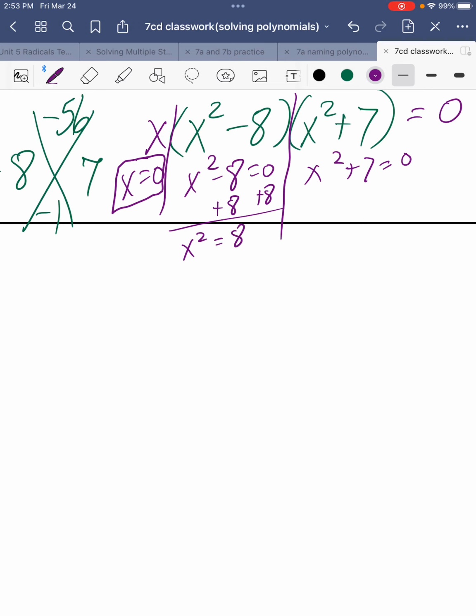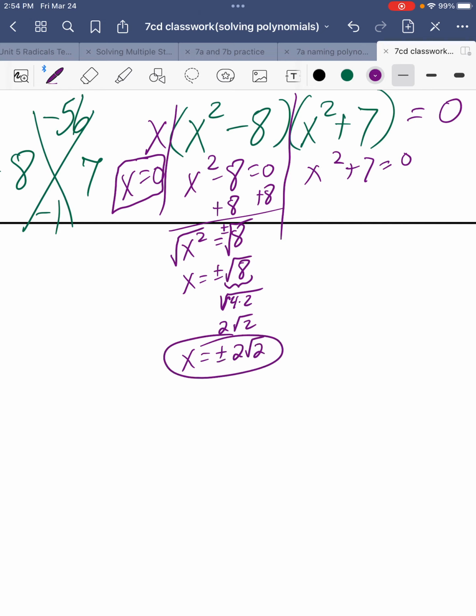Because each of these has just one x in the problem, we can solve by the square root method. Anytime you square root with solving, you have a positive and negative answer. And the square root of 8 can be simplified into the square root of 4 times 2, and the square root of 4 is 2. So we have x equals positive and negative 2 square root of 2. There's 2 answers. Remember that the first answer is x equals 0.